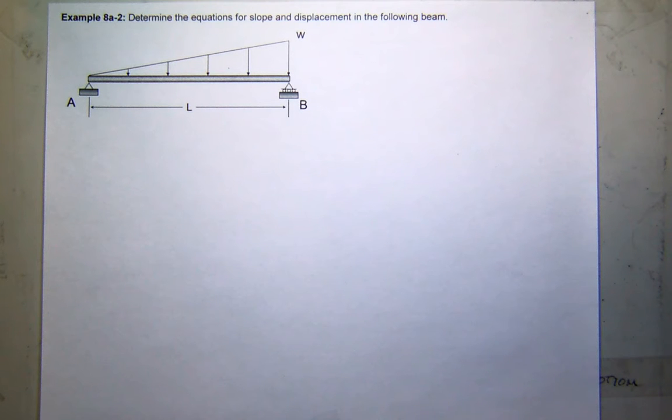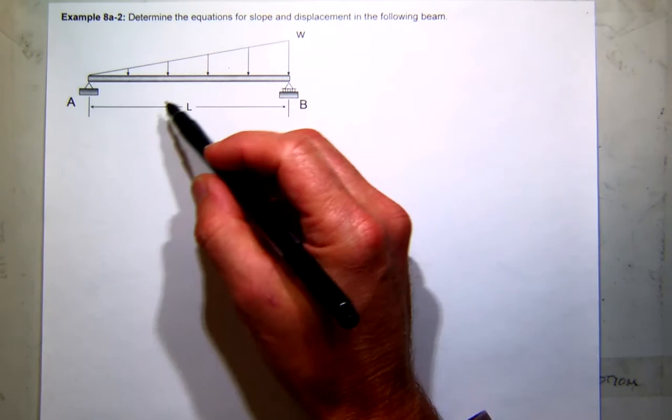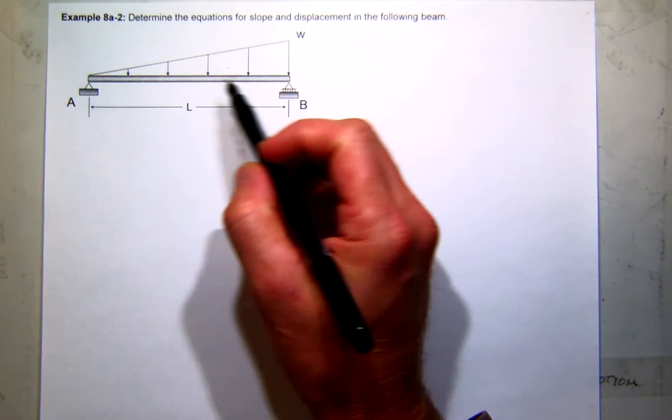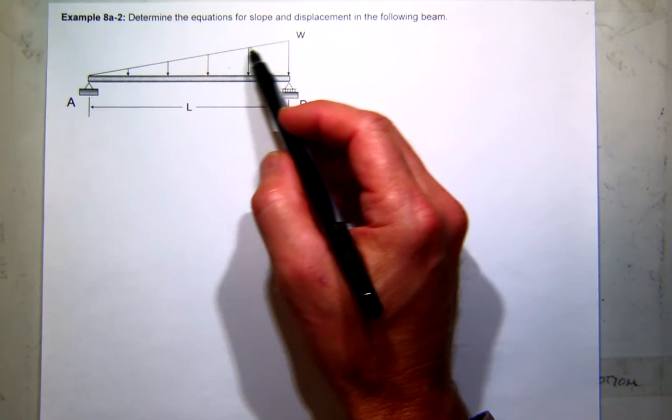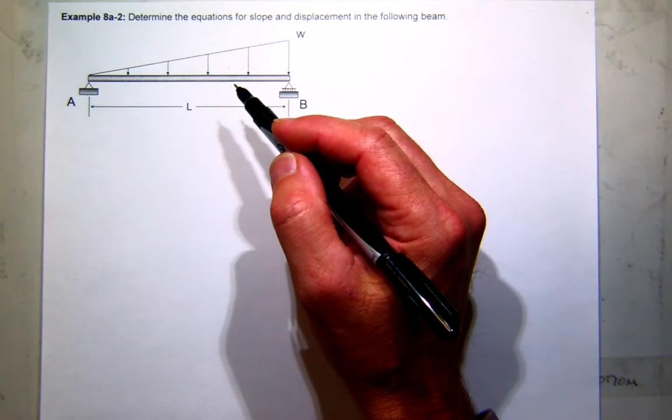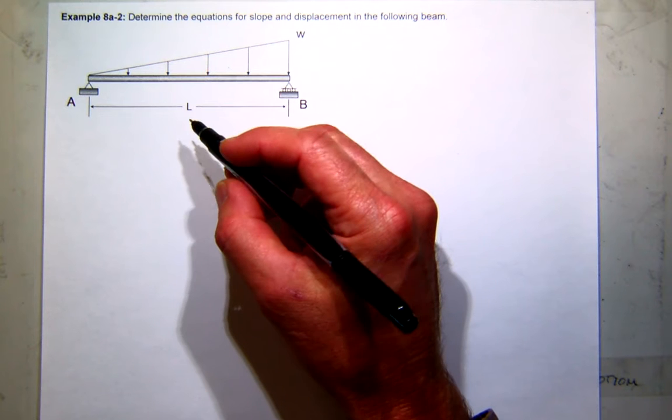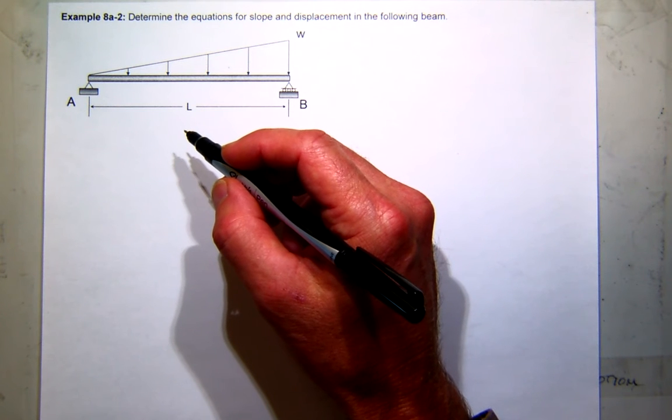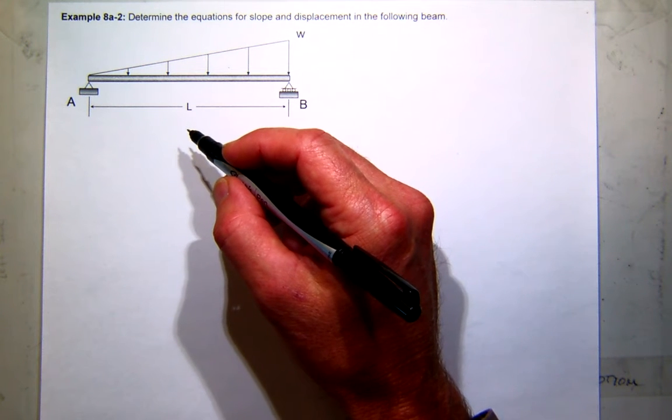All right, so let's work this problem. A little different than the last one. You'll notice that, again, we have a continuous load, so that means we can write a continuous moment. So with direct integration, we can get a continuous expression for displacement and slope.